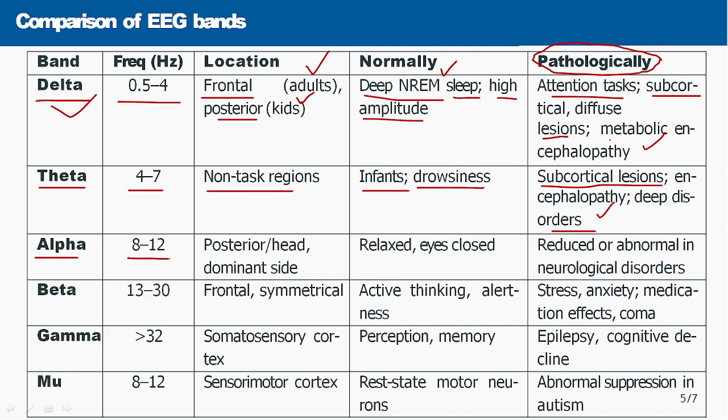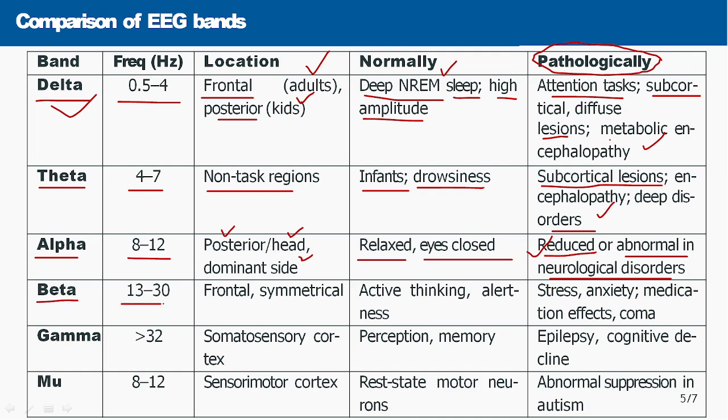Similarly, alpha waves have a frequency of 8 hertz to 12 hertz. They are generated normally in the posterior of the head and dominant sides, and these alpha waves are generated at a relaxed state and when eyes are closed, and they are reduced and abnormal in neurological disorders. If they are reduced or abnormal, then we can detect that there must be some disorder in the neurological system of that person. The next one is beta waves.